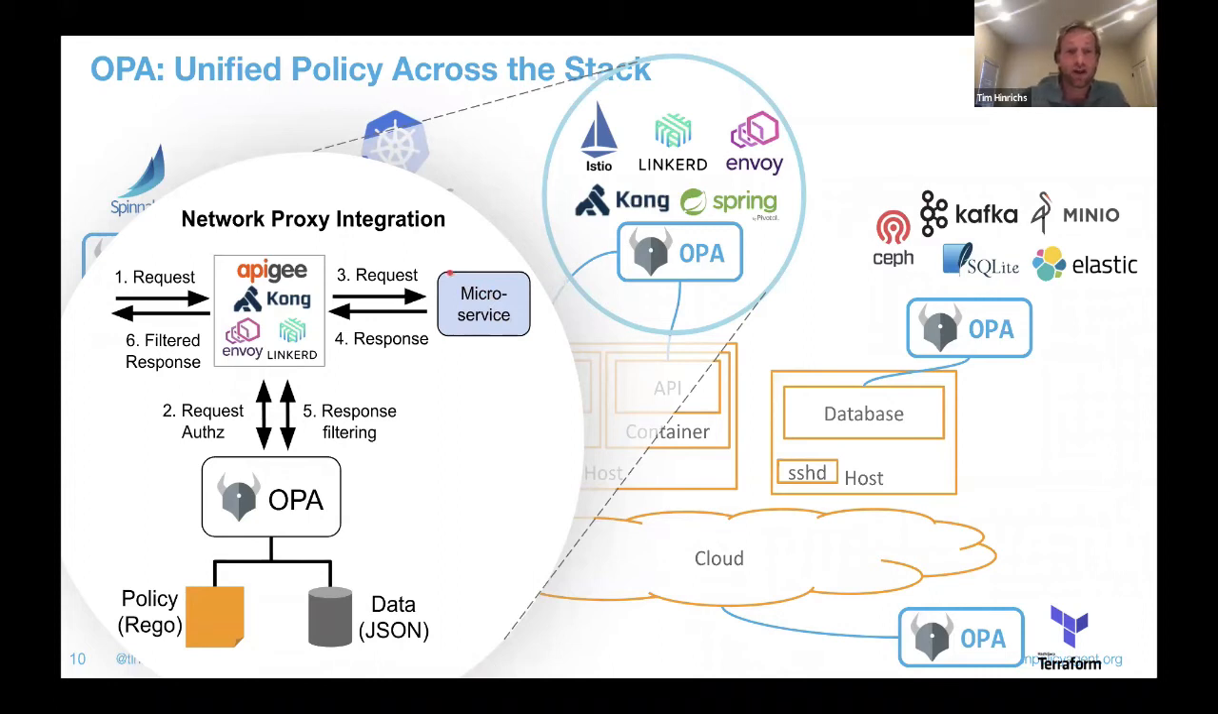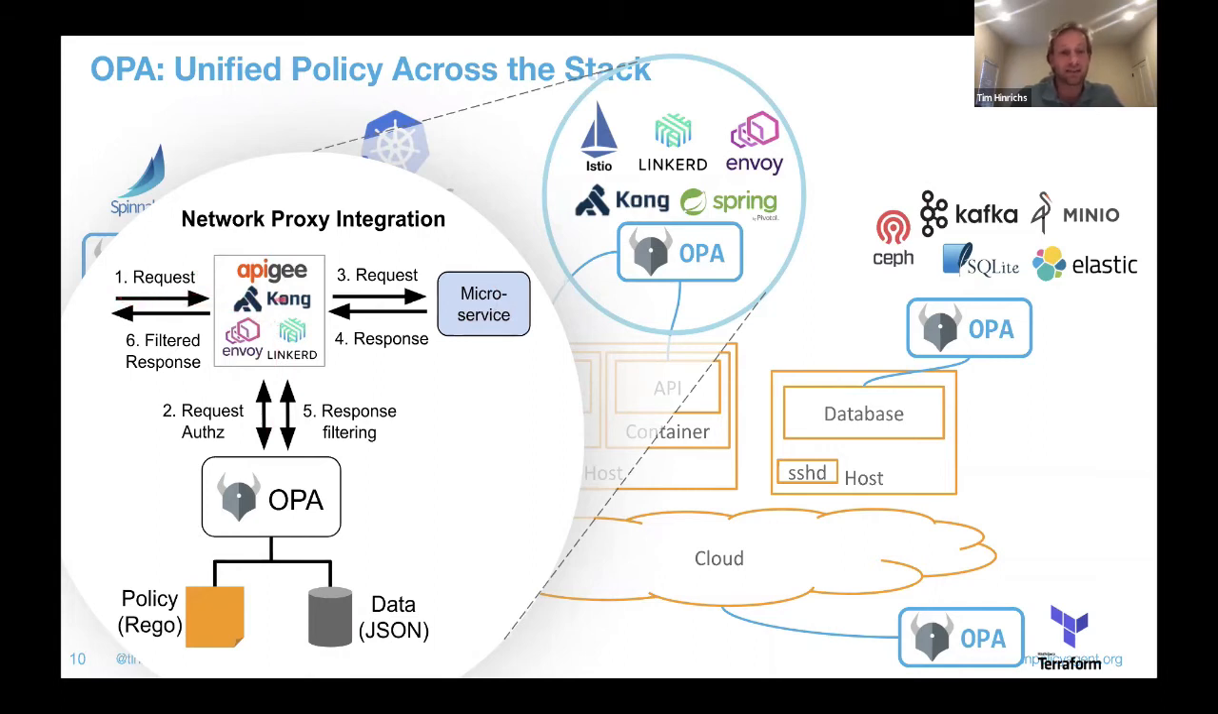The answer to that is no if you use a network proxy, which is what we often see people do when they're using OPA for microservice API authorization. The idea behind the network proxy integration is that you use a network proxy like Envoy, Linkerd, Kong, Apigee, or any of the others that you might care to use. And you run that network proxy on the same server as that microservice and route all network traffic through that network proxy.